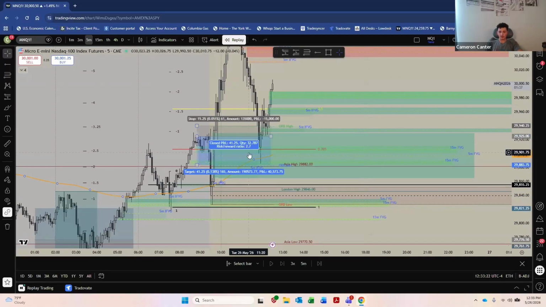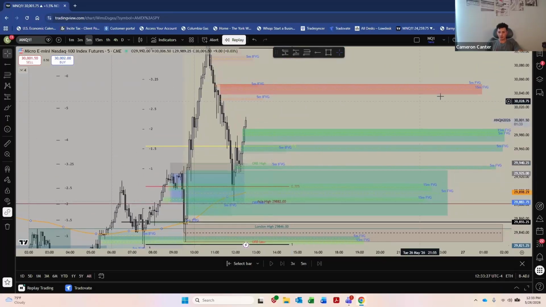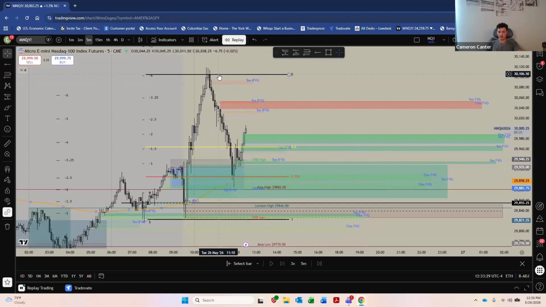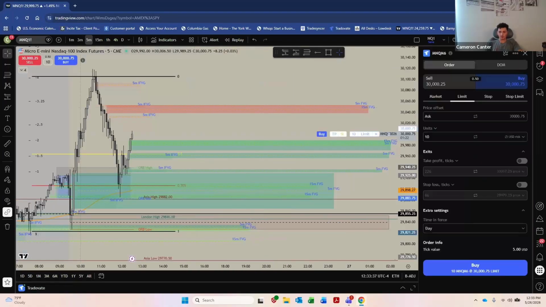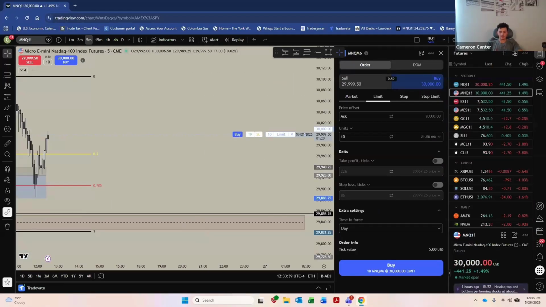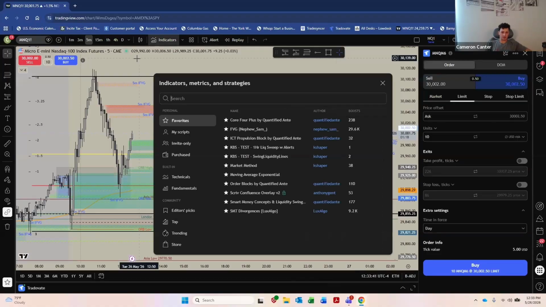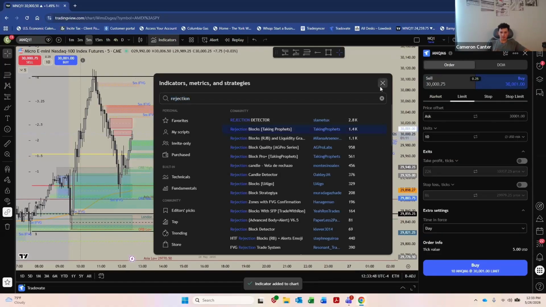And again, right now, this is not a rejection block because it's internal, right? Until we break these highs, this is an internal level. So not a rejection block. And let's see, out of curiosity, I wonder if taking profits or the rejection block indicator has it as a rejection block.